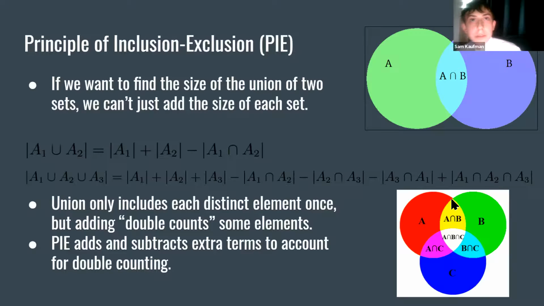So then after you subtract these oval shapes, you've subtracted this middle part once too many times. So you have to add back the intersection between all three sets. So does that make any sense? Cool.